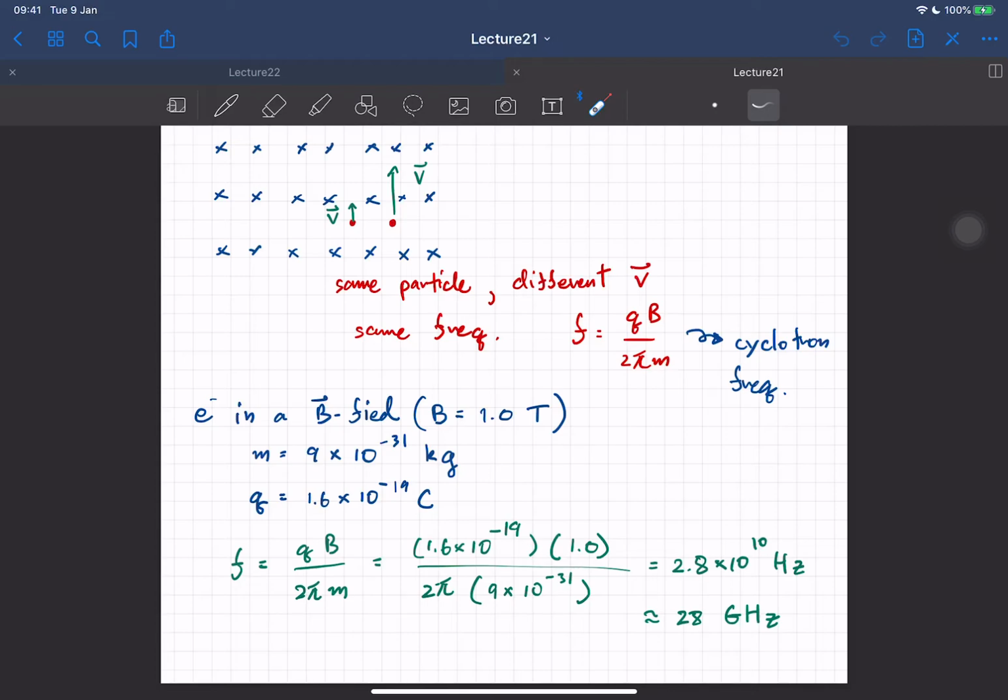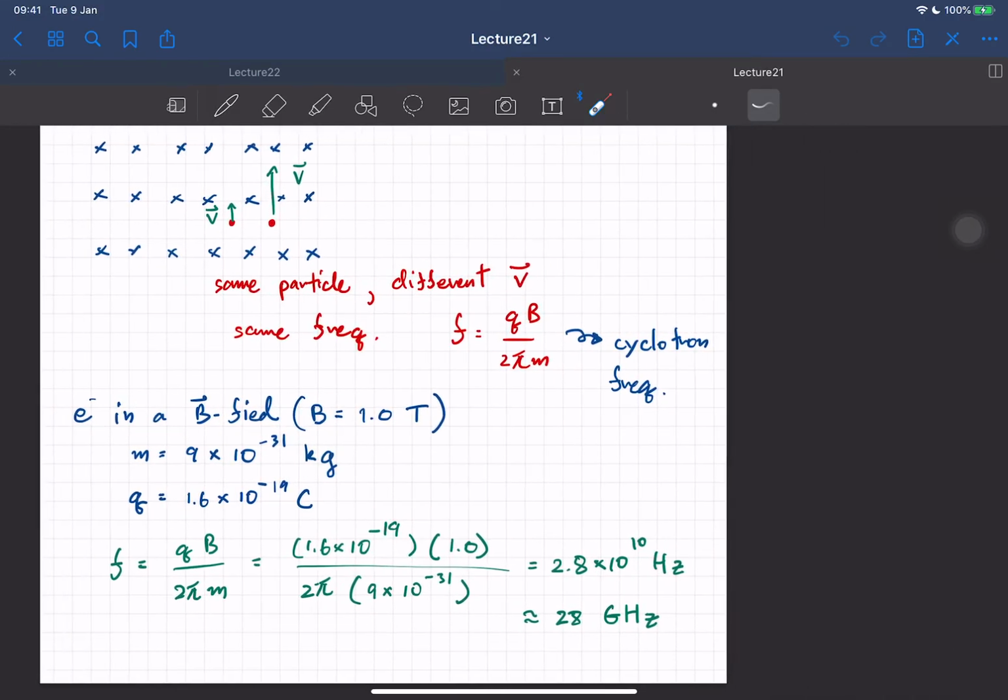And if you replace this with a proton, then the mass is about 2,000 times larger. So that's going to make the frequency lower by also about 2000 times. So when one thing is going around 2000 times faster than the other thing, it's pretty clear when you do the experiment. Okay, so in this case, it's a nice way of figuring out whether you have electrons or protons or any other kind of particles.